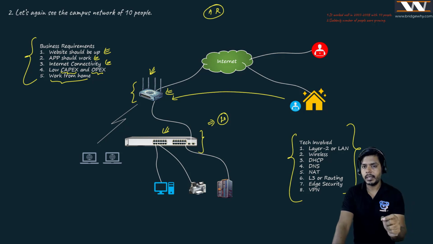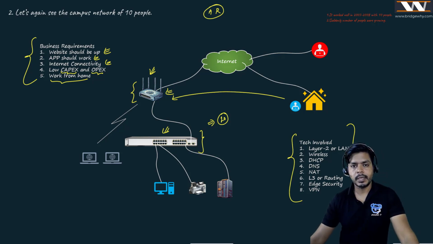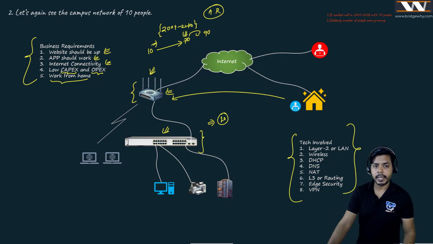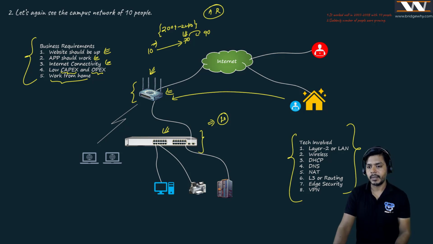Now the company is growing, right? And we have reached the era of 2009 and 2010. This company is seeing a lot of changes. From 10 people, they now have around 70 to 80 people. And if you consider the devices, these are way more than 70, around 90 to 100 devices we are now talking about. If that is the case, how is this network going to change? This is the journey we want to learn.